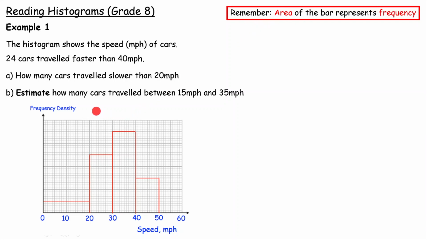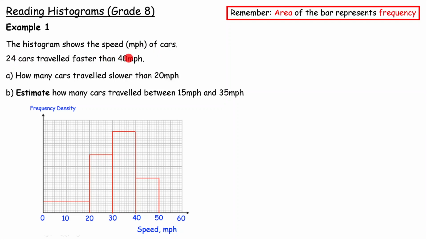Before I even get into the question, note I've got frequency density here, but I've been given no values for that, which is not particularly useful as it stands. So I'm probably going to need that at some stage. I've been given the speeds here. The question says the histogram shows the speed, in miles per hour, of some cars, and we're told that 24 cars travelled faster than 40 miles an hour. And that's really important.